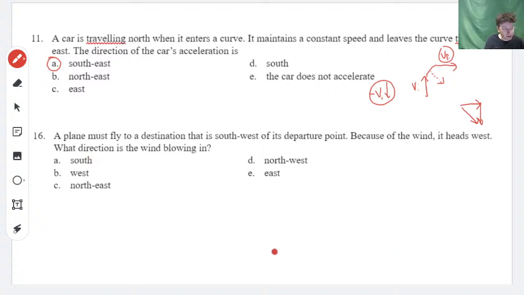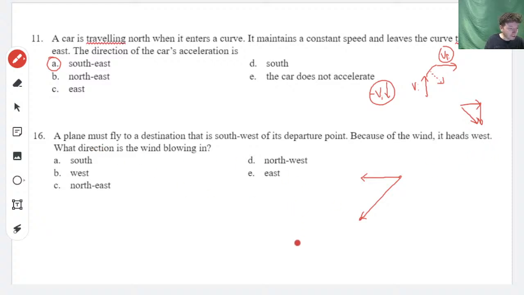16. A plane must fly to a destination that is southwest of its departure point. Okay, so we're going from here to somewhere over there, southwest. Because of the wind, it heads west, so it's only heading west. What direction is the wind blowing in?